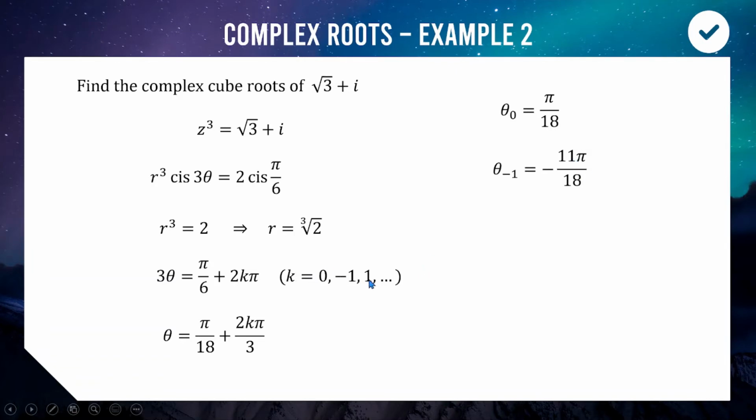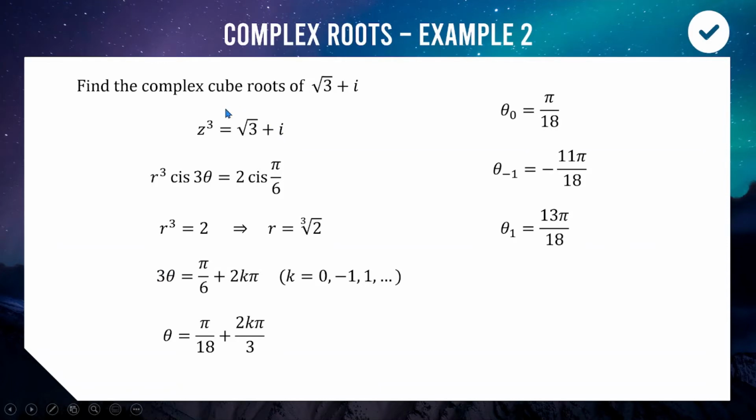Now if we let k equal to 1, we get pi on 18 plus 2 pi over 3, which gets us 13 pi on 18. So these 3 angles are evenly spaced around the argand diagram. However, this time they are not the conjugates of each other because the equation we were solving had an imaginary coefficient.